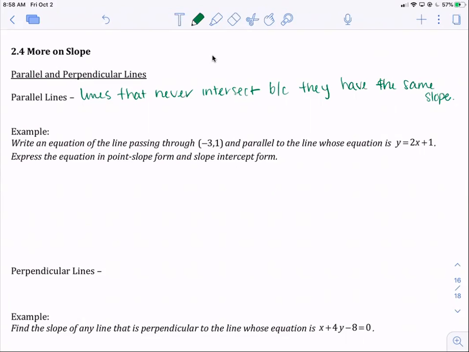line whose equation is y equals 2x plus 1, express the equation in point slope form and slope intercept form. So first thing we're going to look at is our line 1. This is the one that we're given. We have y equals 2x plus 1. From this, we know our slope is 2.